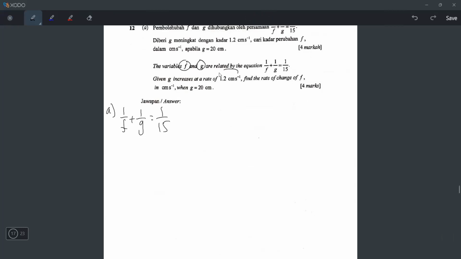Given g increases at the rate of 1.2. So the moment you see the word rate, you must know that it's over dt. But if it says that g increases at the rate, then it's dg/dt, and it's 1.2. No need to add a negative because they say increase.